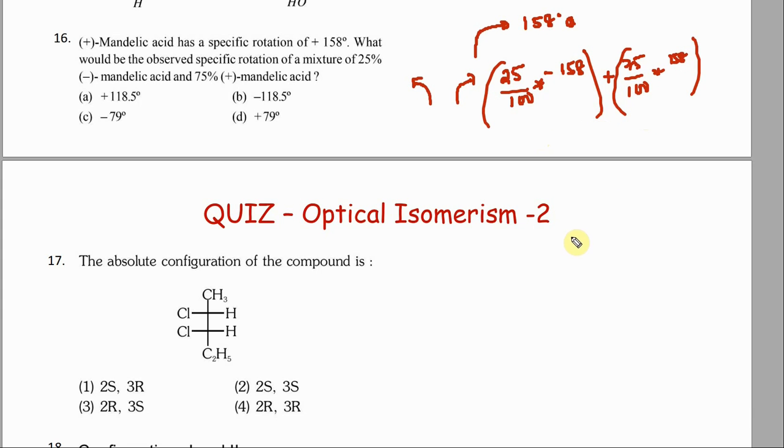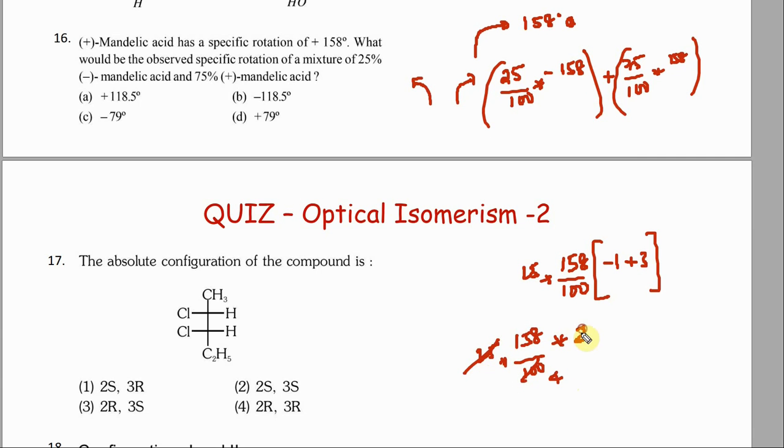We can take 158 outside. I can take the 158 outside as common. Okay, I'm taking this outside. I'm also taking 100 outside. I'm also taking 25 outside. After taking out 25 by 100 and 158, what remains here is minus 1 plus 3. So basically 2 times 158 times 25 by 100. Okay, so roughly we're going to have 79, sorry, positive 79.